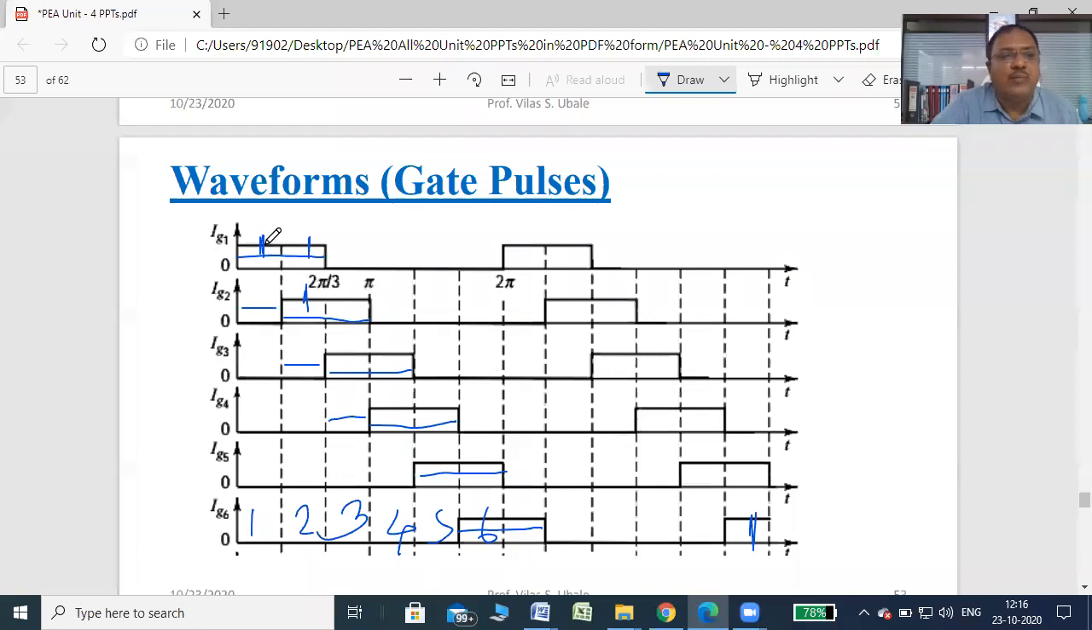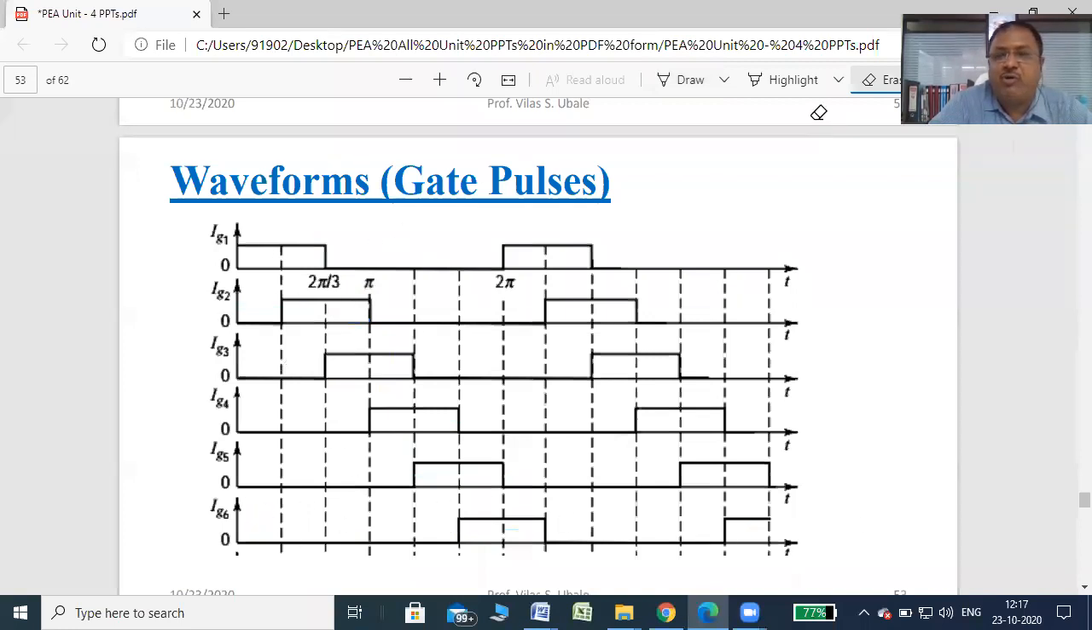Okay, so in the second interval S1 and S2 are on, in the third interval S2 and S3 are on, in the fourth interval S3 and S4 are on, in the fifth interval S4 and S5 are on, in the sixth interval S5 and S6 are on. You can check here, two switches are on at a time. I'll just rub this and I can explain it to you.